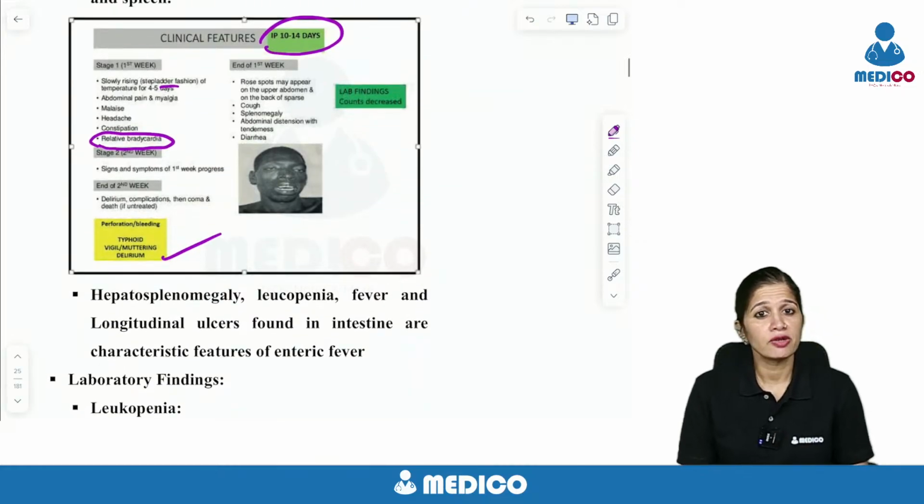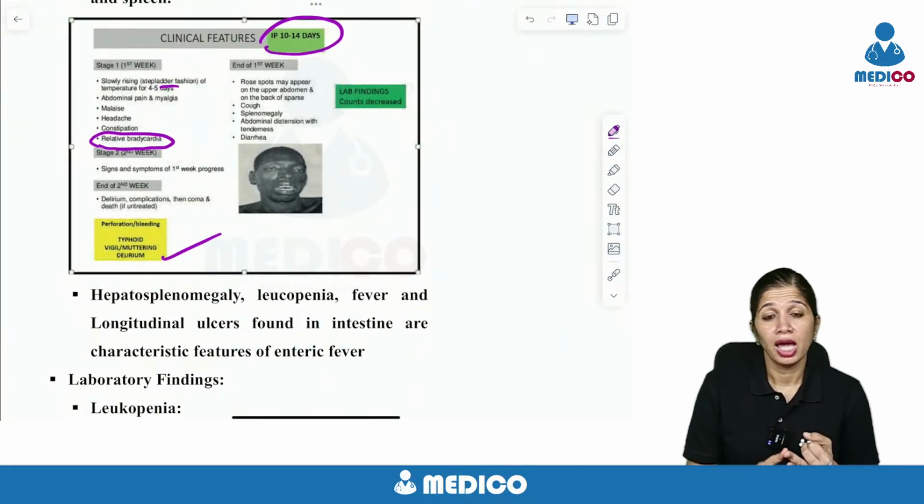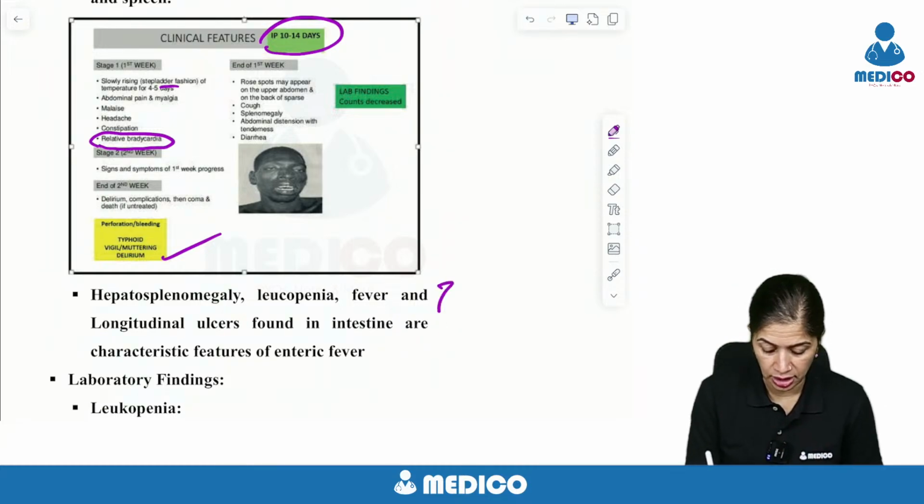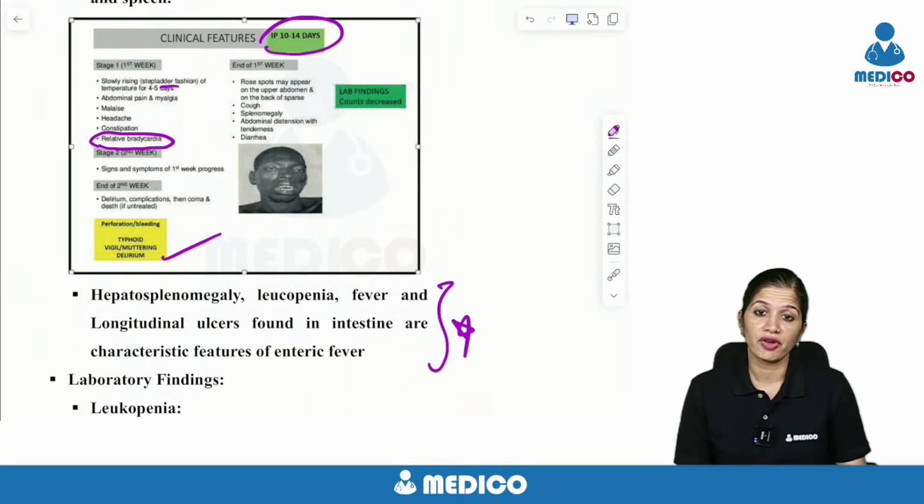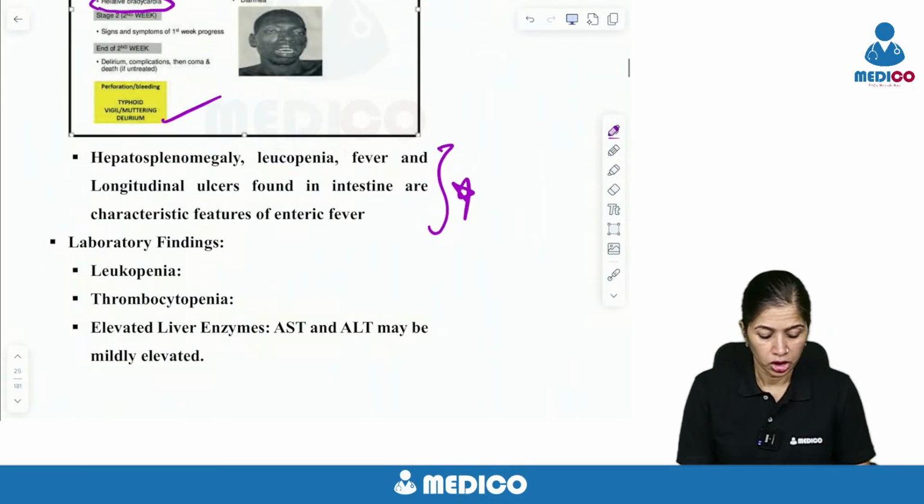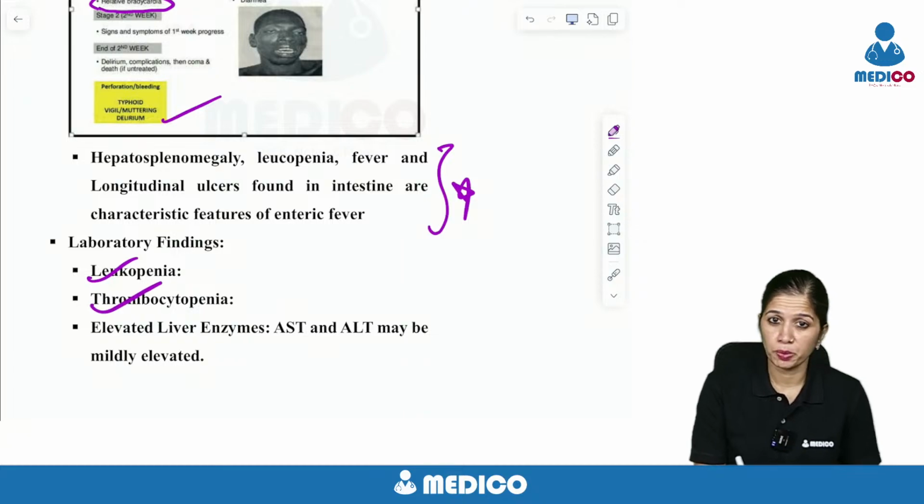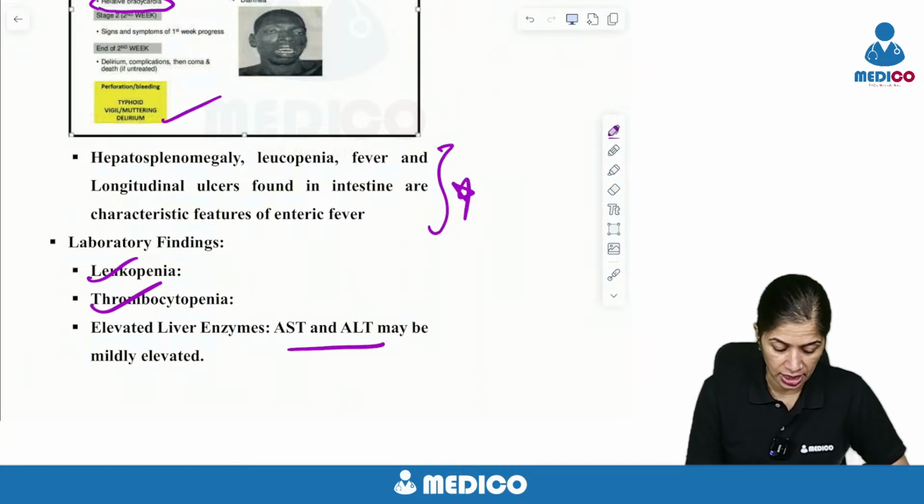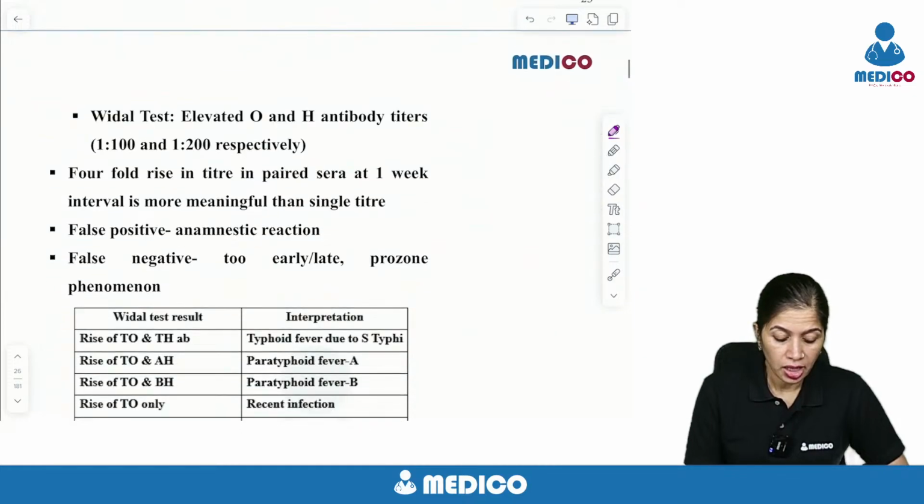So the presence of fever, leukopenia, hepatosplenomegaly, and longitudinal ulcers in the intestine are characteristic findings of typhoid or enteric fever. So you've got leukopenia, thrombocytopenia, elevated liver enzymes but mild elevation of AST and ALT. Okay. Then comes the Vidal test.